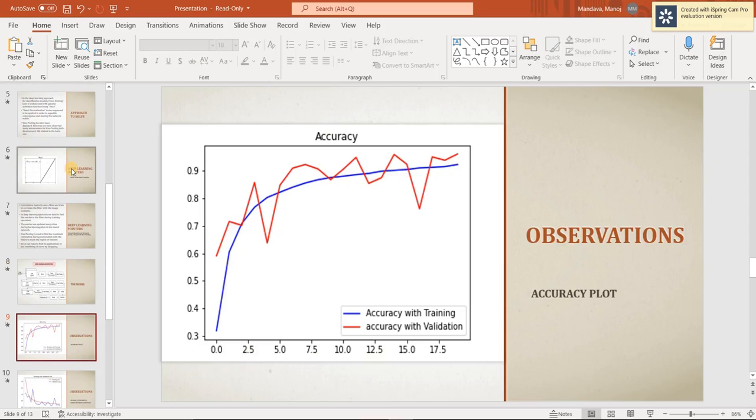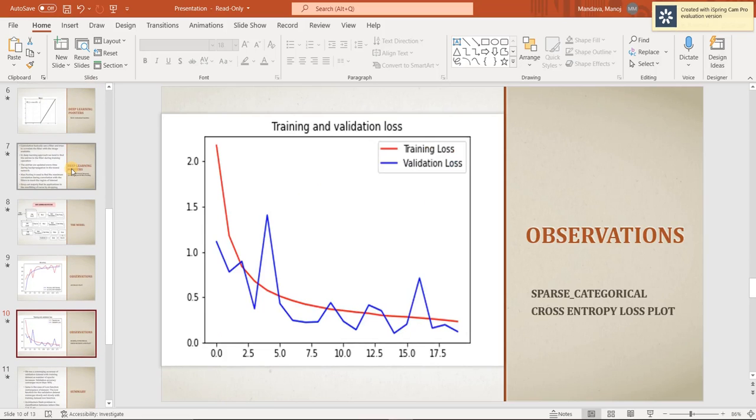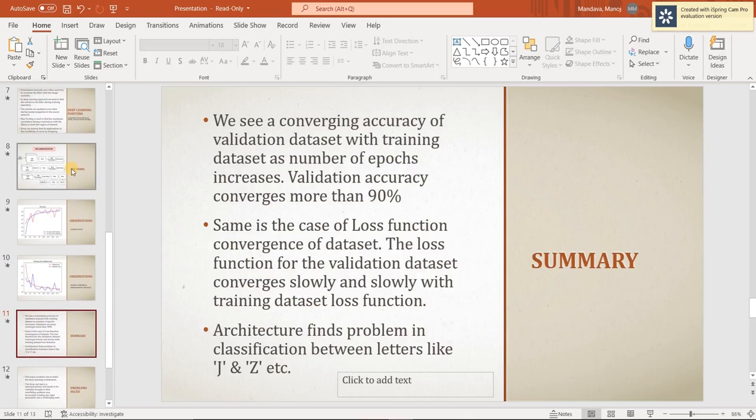Here we can see the observations for the accuracy plot with training and validation, and the graph for the training and validation loss for the sparse categorical cross entropy loss plot. We are using both TensorFlow and PyTorch for parallel understanding. We found PyTorch to be much easier to use than the TensorFlow libraries.